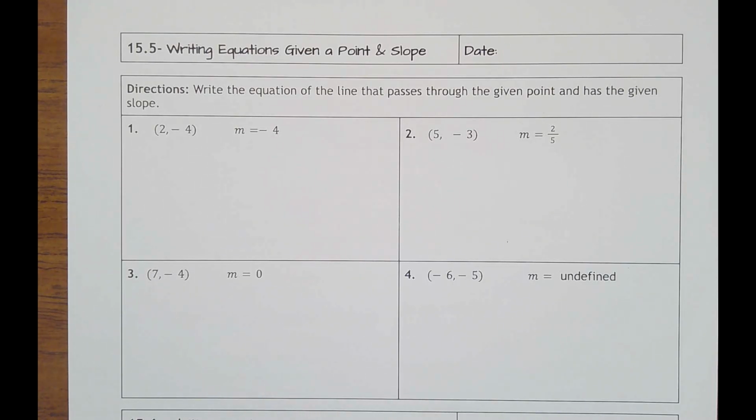Lesson 15.5, writing equations given a point and slope. It says write the equation of the line that passes through the given point and has a given slope. There's really two different ways you can do this.